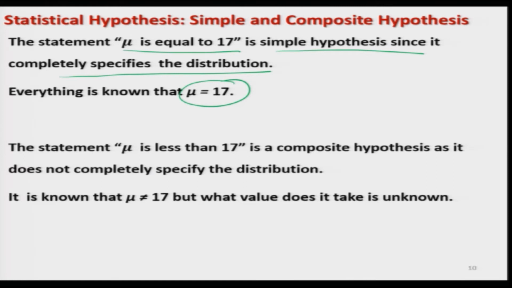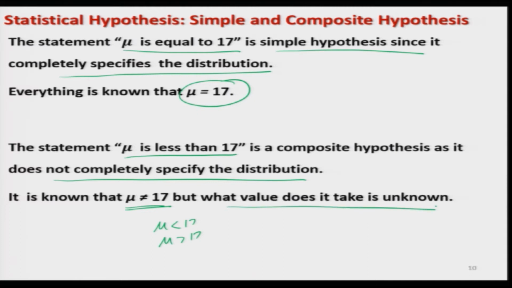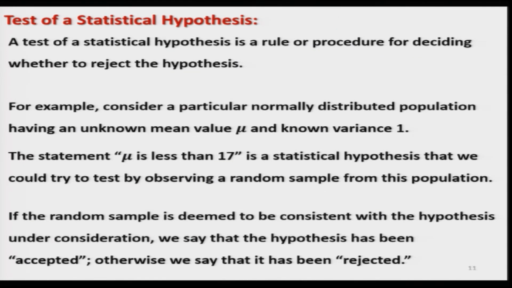But in case I make a statement like mu is less than 17, then it is a composite hypothesis. Why? Because it does not completely specify the distribution. For example, when I write here mu is not equal to 17, then I know that mu is not equal to 17, but whether mu is less than 17, mu is greater than 17, or what value it takes, this is unknown to us. So in that sense, this is a composite hypothesis. So this is a terminology that we use when we work with the test of hypothesis, right.